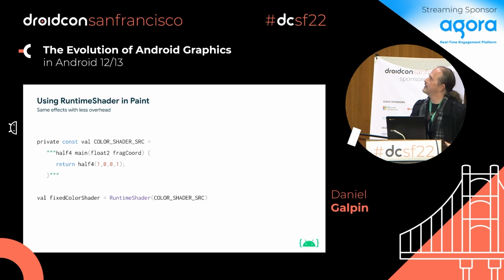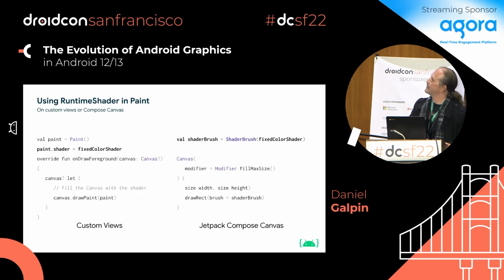This is like the simplest possible shader code, basically. It just returns a color. No matter what its input is, it's going to return a color. And you can apply that really, really easily both to a custom view or to a Compose canvas. In Compose canvas, you have to create a shader brush.